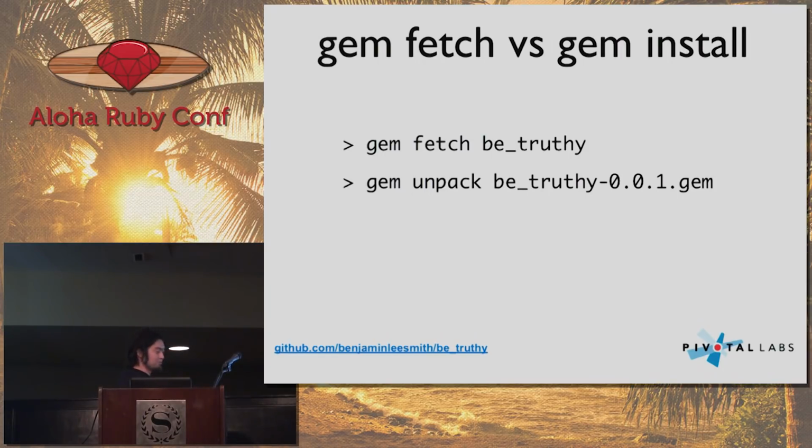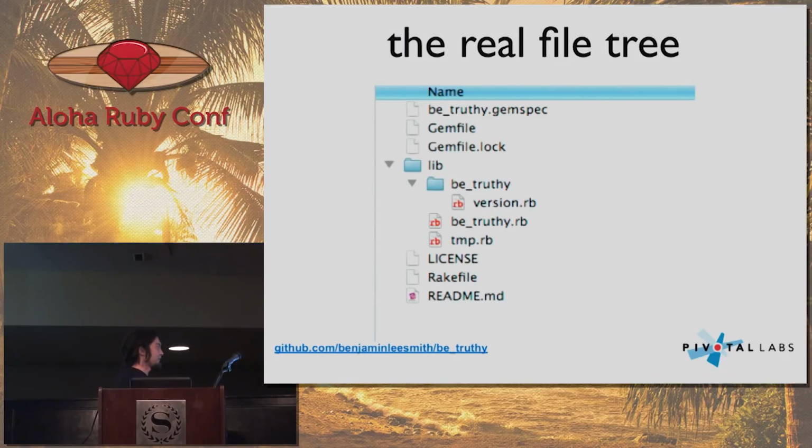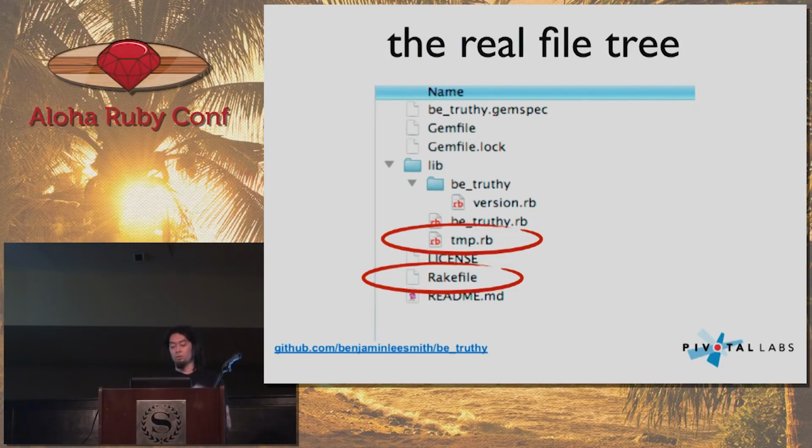So if we unpack this btruthy gem, what do we actually see? Well, it's a little bit different. There's a couple extra files here. So there's that missing Rakefile, and there's also this file temp.rb.